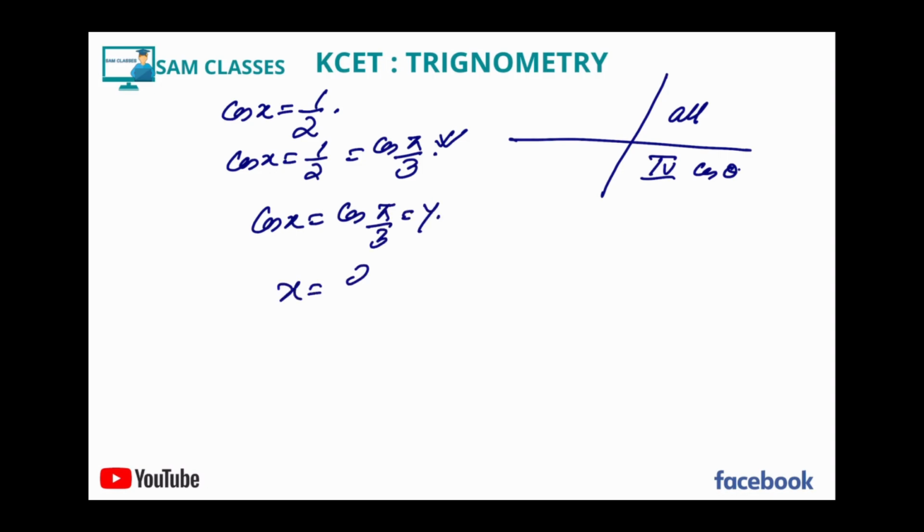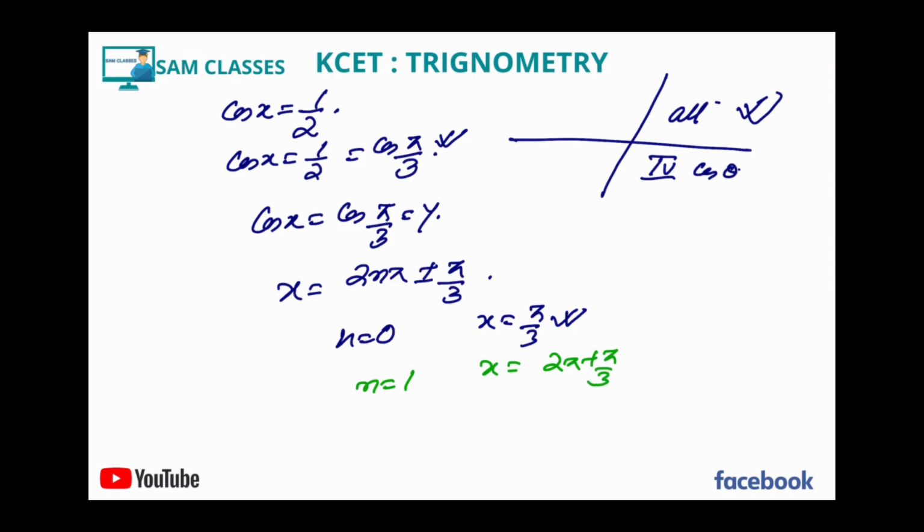What I told, cos x is equal to cos y. So pi by 3 is cos y. So x is equal to 2n pi plus minus pi by 3. When you put n equal to 0, you get x equal to pi by 3, that is the first value, 60 degree. When you put n equal to 1, x is equal to 2 pi plus pi by 3, that is 7 pi by 3. Now this is a principal solution because it lies between 0 and 360 degree. What about 7 pi by 3, students?